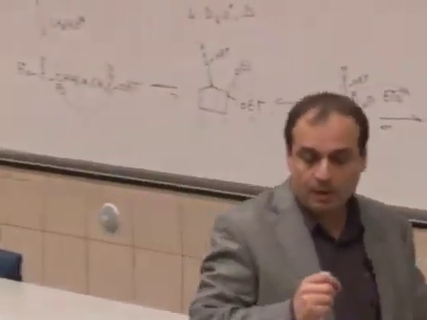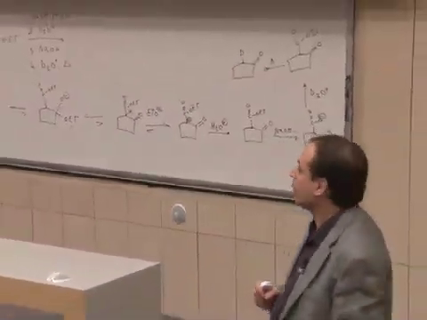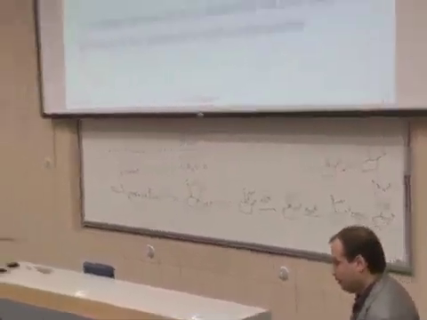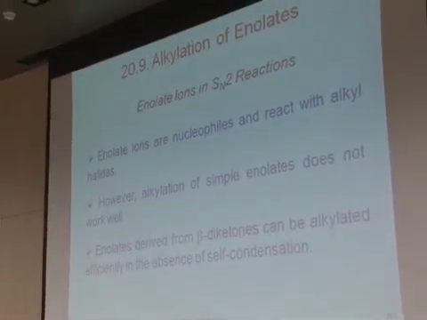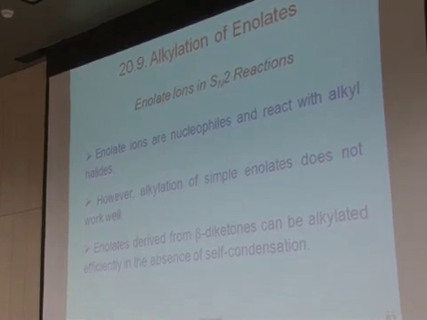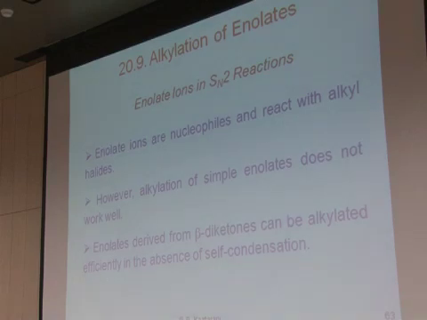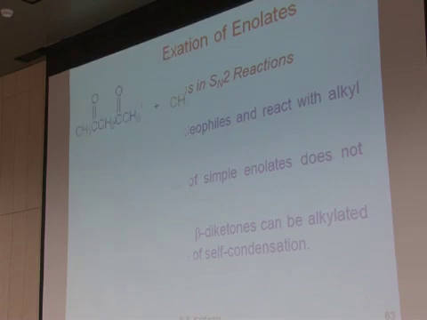Now, we're going to talk about alkylation of enolates. When you form an enolate of a beta keto ester, you can use that enolate as a nucleophile. You can perform an SN2 reaction if your alkyl halide is primary or secondary. If your alkyl halide is tertiary, the elimination product is going to be the major product. So the enolates derived from beta diketones as well as from beta keto esters can be used as nucleophiles in SN2 reactions.